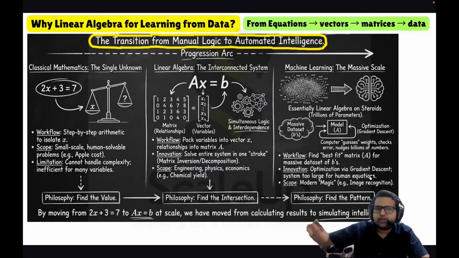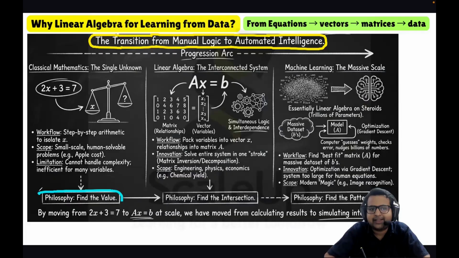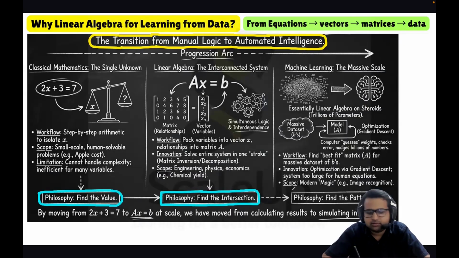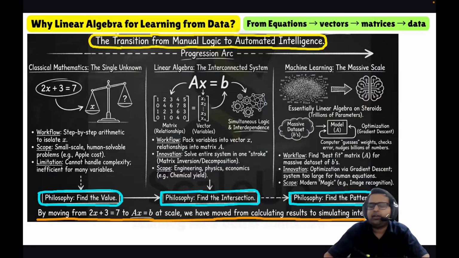So we saw the shift in philosophy. Initially, we were interested in finding the value in classical algebra. But in linear algebra, we started finding the intersection, the relationships. And in machine learning, the philosophy is to find the patterns, to find the relationship matrix. By moving from an equation like 2x plus 3 equals 7 to an equation like Ax equals b at scale, we have moved from calculating results to simulating intelligence.